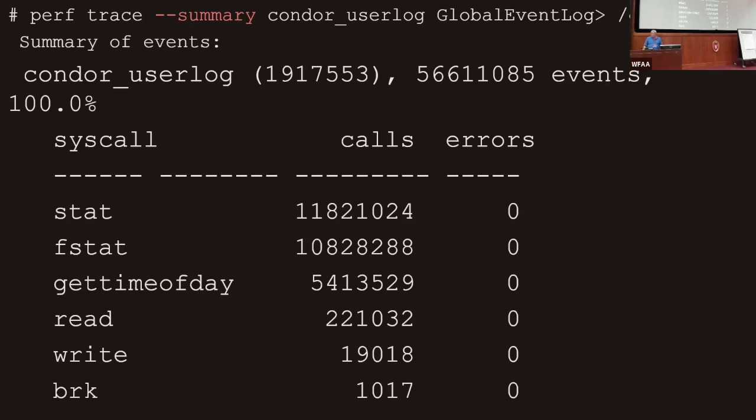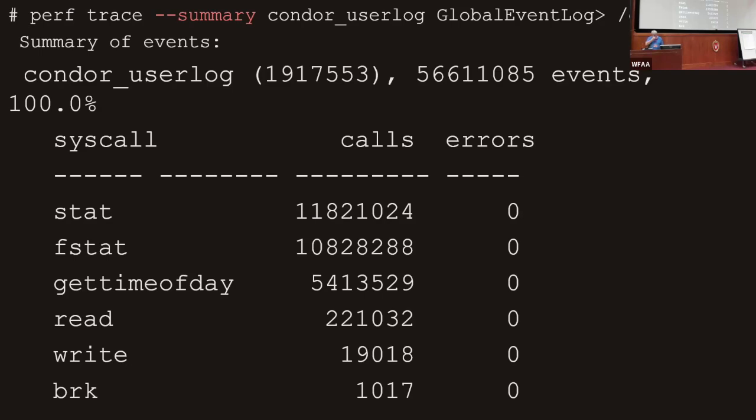Todd says incorrectly that it's statting the user log file a lot. That's not what's going on, but we do see a lot of calls to stat there, which seems kind of suspicious, right? We're reading one file. We probably don't need to worry about it going away as we're reading through it. And we see it's actually probably fstat that's calling stat.